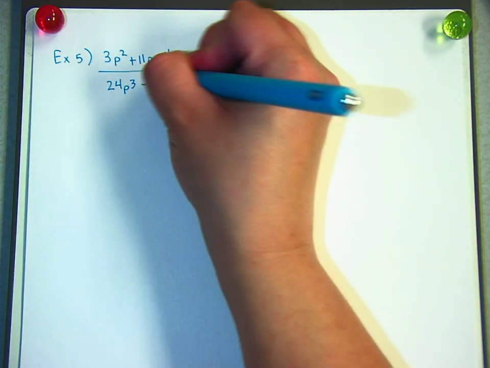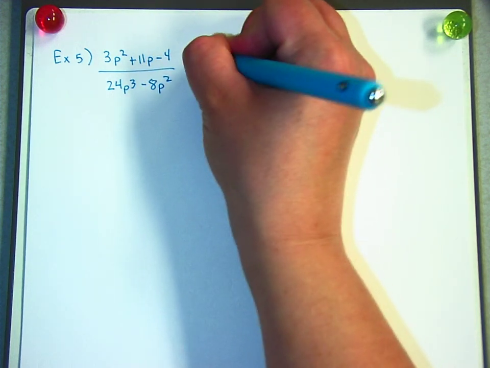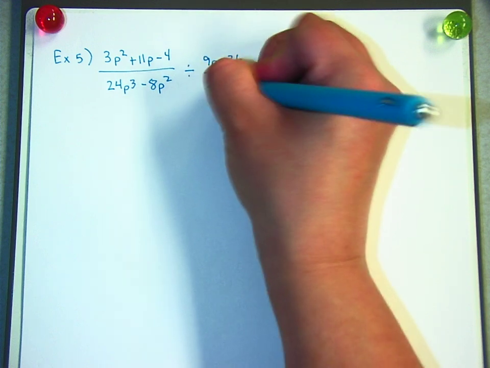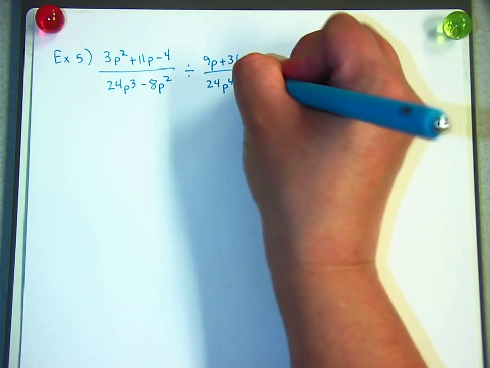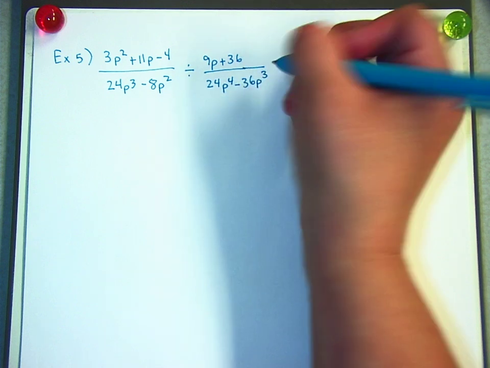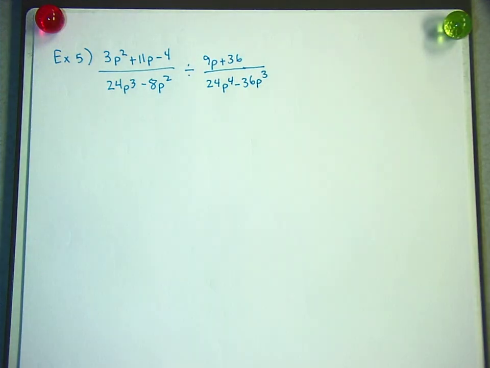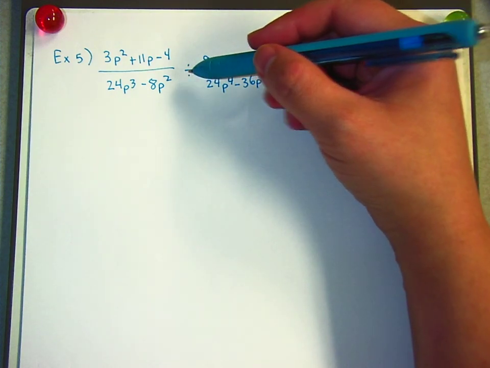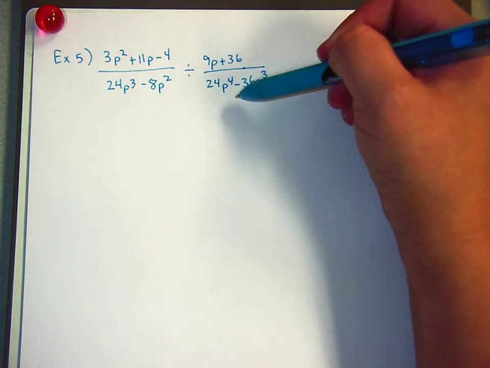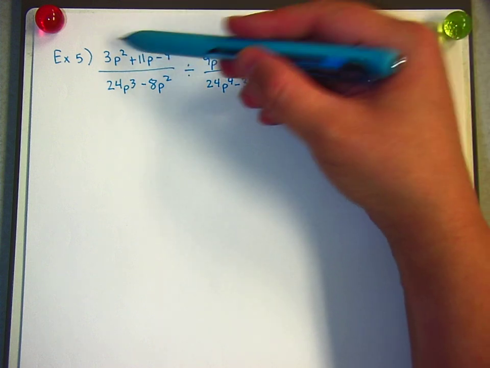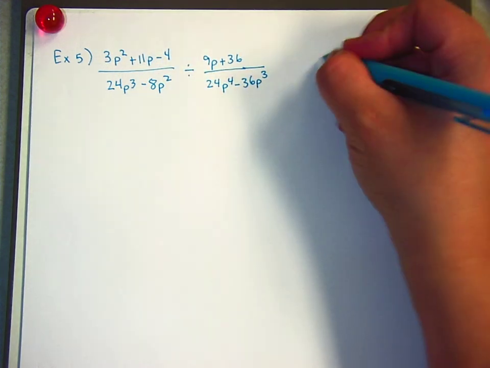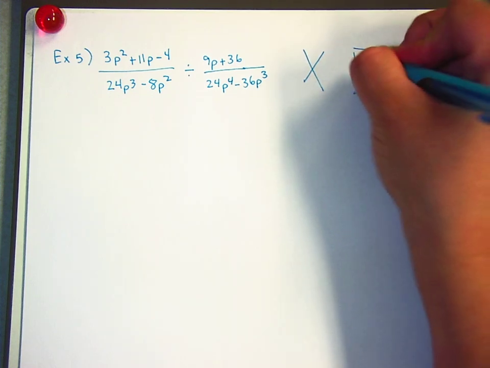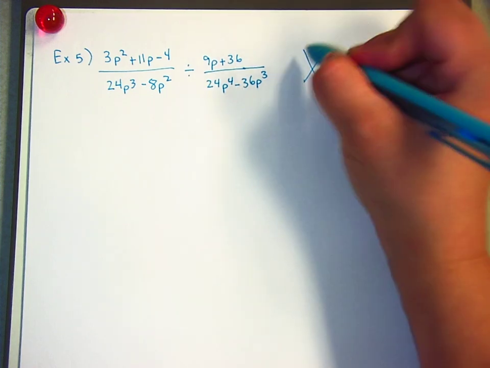Minus 8p squared divided by 9p plus 36 over 24p to the 4th minus 36p to the 3rd. This one's just like the other one. It's just that, remember that when you're dividing fractions, you turn it into a times and you flip the second one. So it looks like this one, I'm going to have to do an X box for. You can see why we practiced factoring so much and made such a big deal out of it.